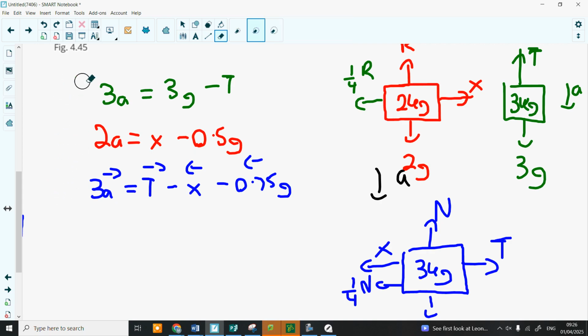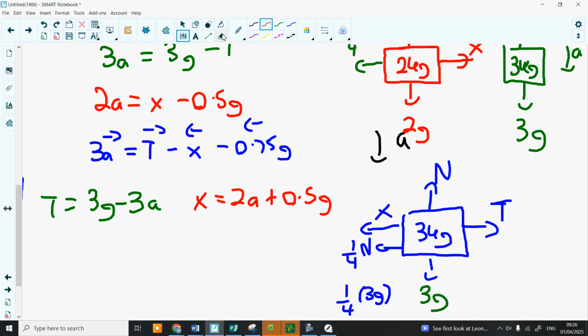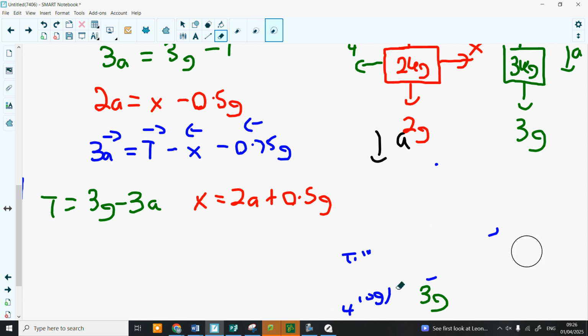So I'm just going to get rid of the f's on the other side. Now this looks a lot easier. Then we're going to get t on its own. So t is 3g minus 3a. X is 2a plus 0.5g. And then we're going to sub it into the bottom equation. Once again, I need a bit more board space.